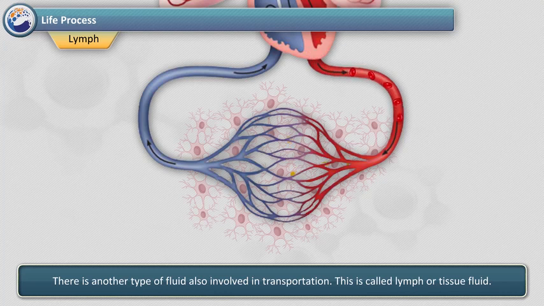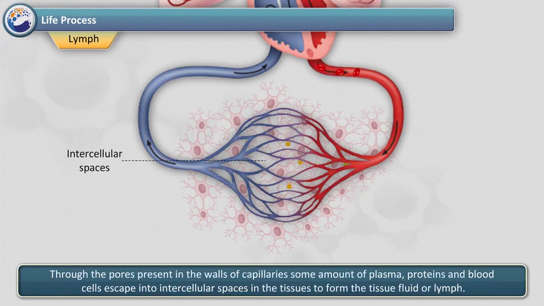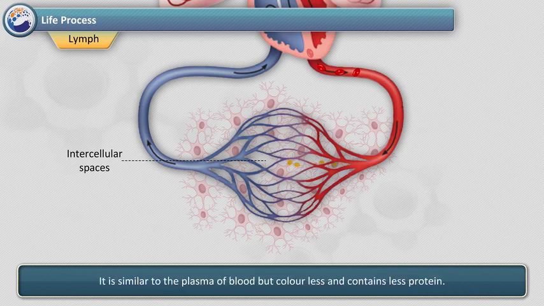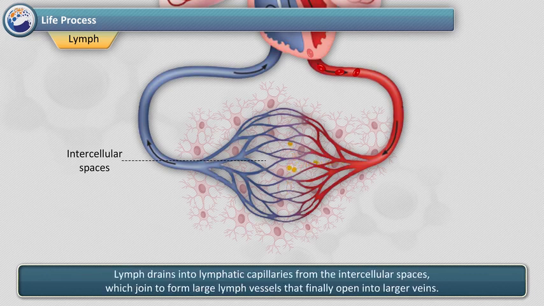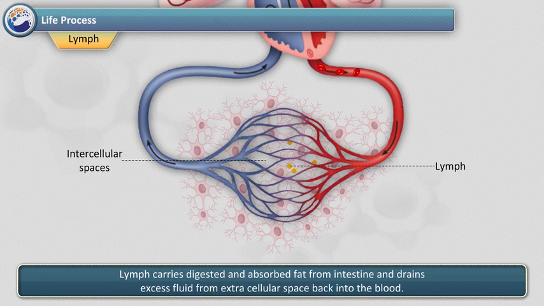Lymph. There is another type of fluid also involved in transportation. This is called lymph or tissue fluid. Through the pores present in the walls of capillaries, some amount of plasma, proteins, and blood cells escape into intercellular spaces in the tissues to form the tissue fluid or lymph. It is similar to the plasma of blood but colorless and contains less protein. Lymph drains into lymphatic capillaries from the intercellular spaces, which join to form large lymph vessels that finally open into larger veins. Lymph carries digested and absorbed fat from the intestine and drains excess fluid from extracellular space back into the blood.